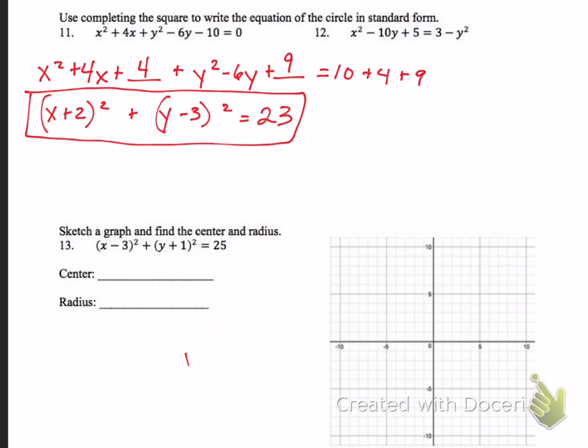These are nice because the A values are all 1, so it makes it a little bit easier to do.